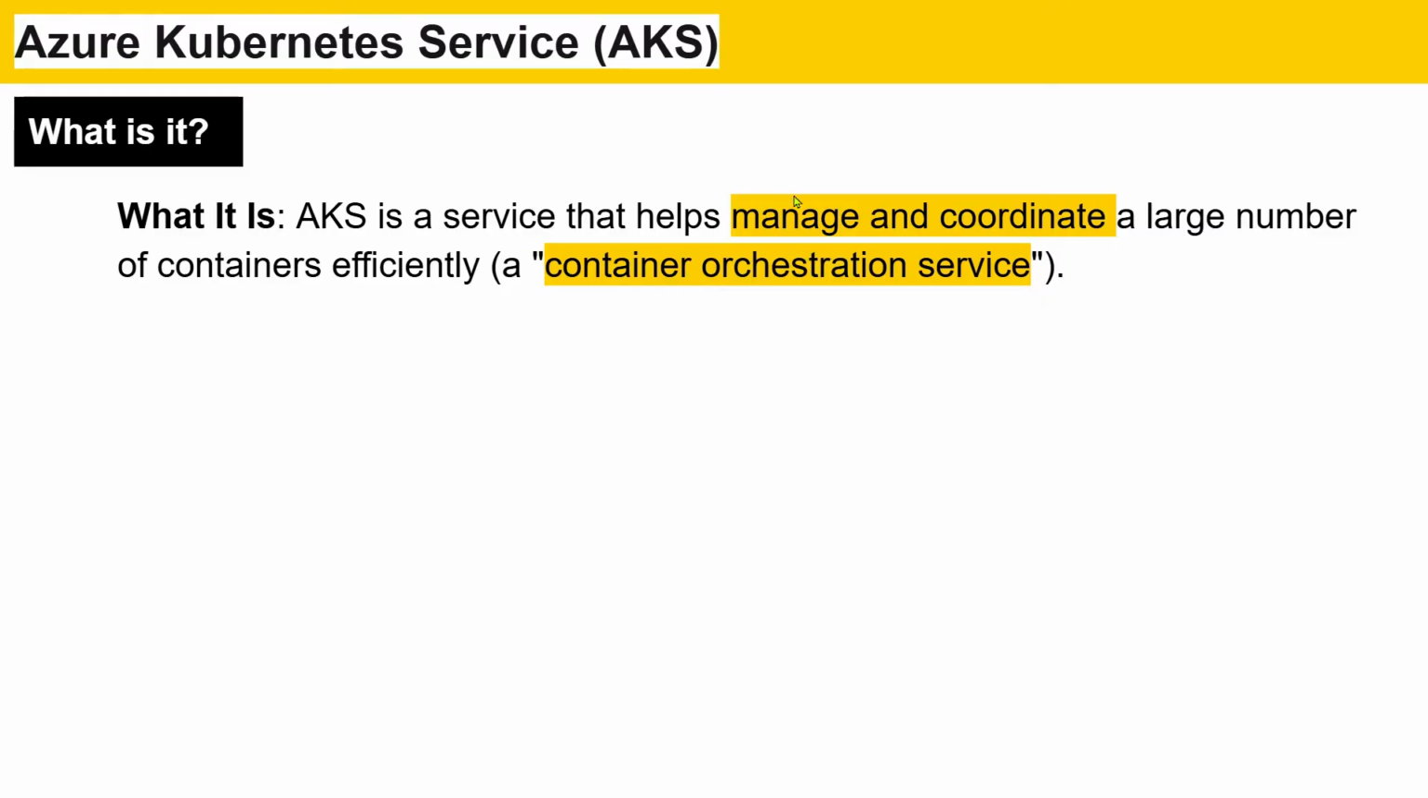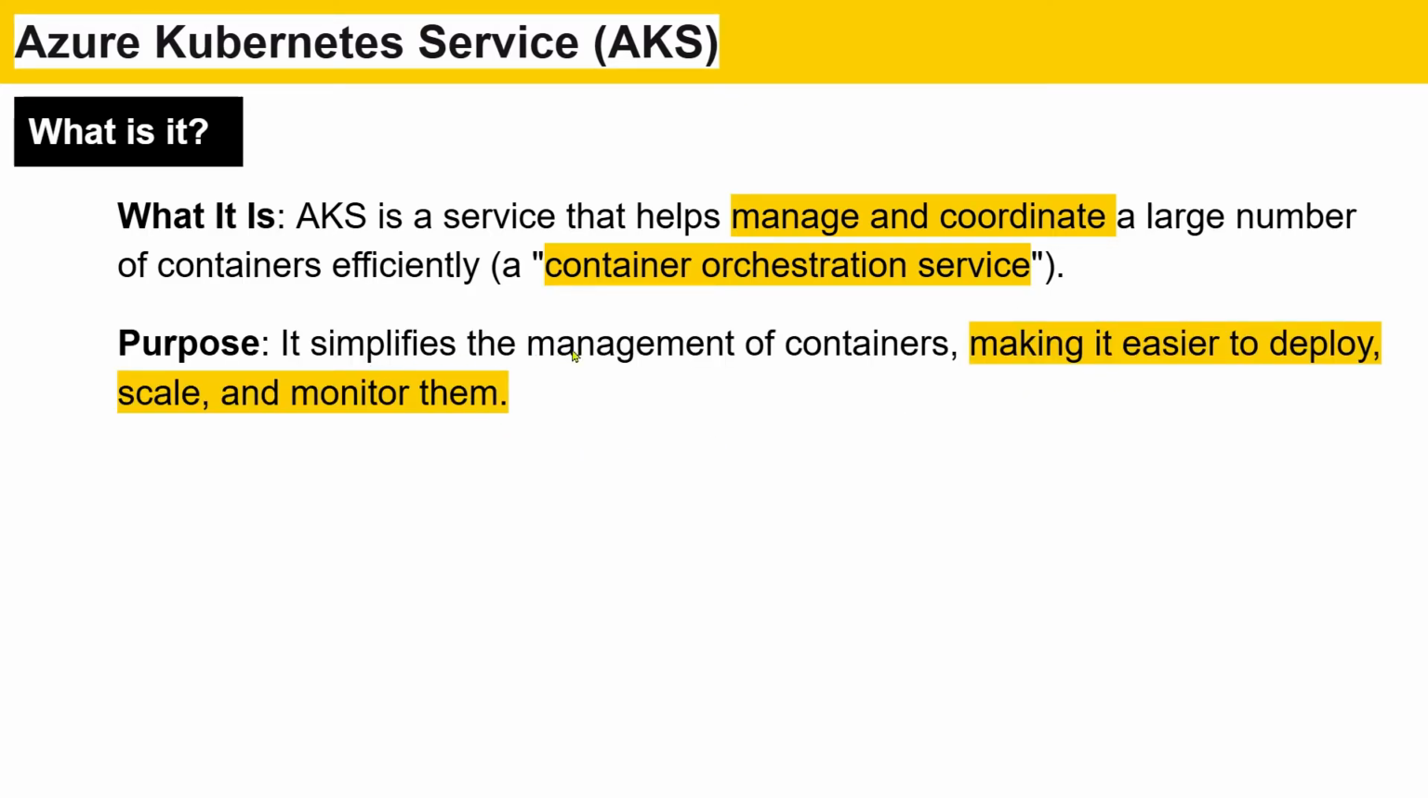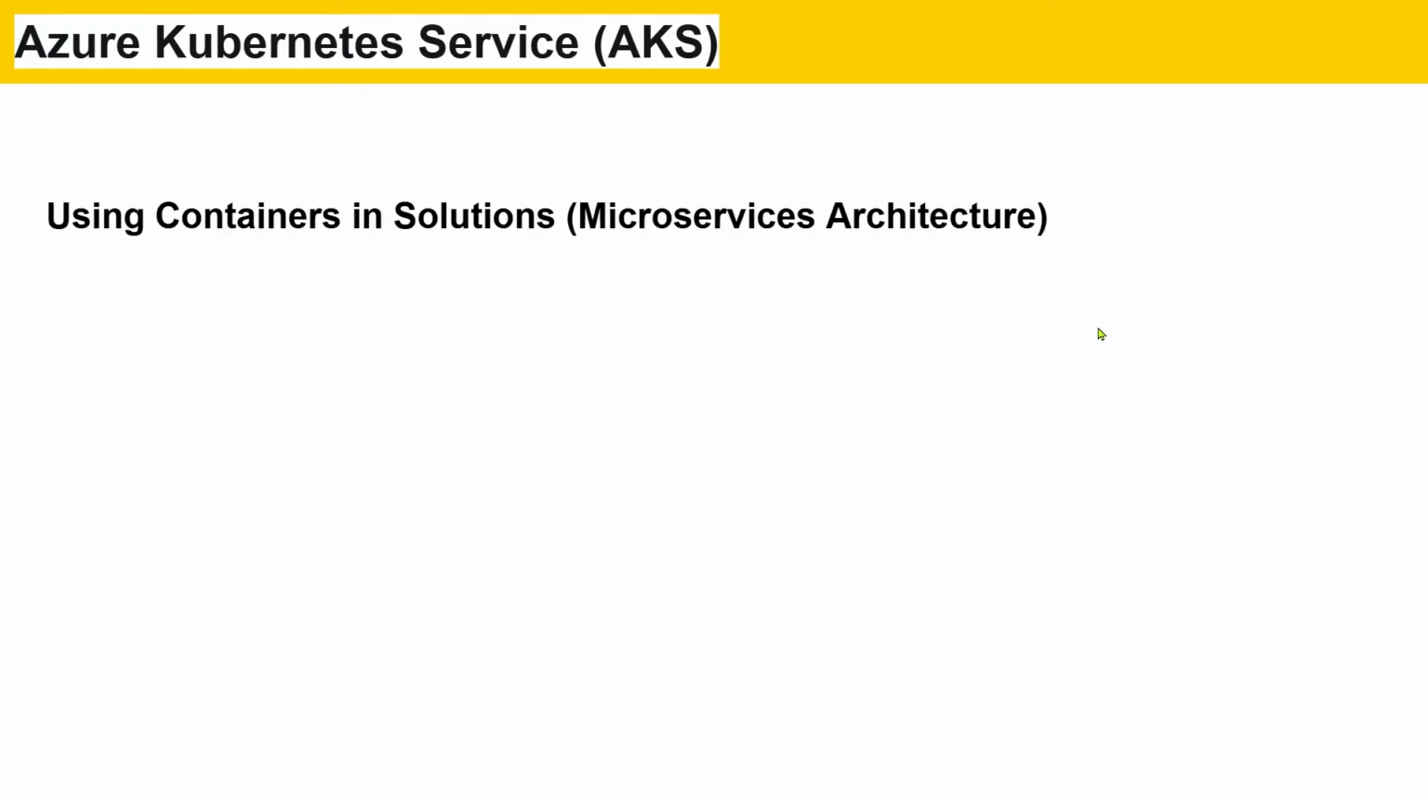So remember, the technology that is used to manage the containers, that is known as Azure Kubernetes Service or AKS. The purpose is it simplifies the management of containers, making it easier to deploy, scale, and monitor them. So everything is done through Azure Kubernetes Service, which we are going to learn later. Let's understand it in a little more detail. So we are using containers for running multiple instances of the app.